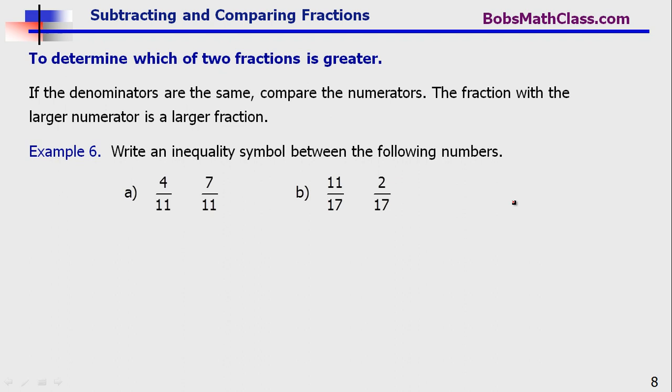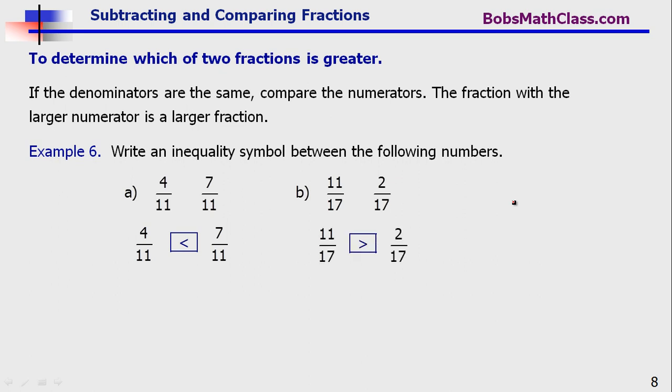So we're looking at part A first. Which is larger, 4 or 7? That's right, 7. So 7/11ths is larger than 4/11ths. You could say that 7 out of 11 people is greater than 4 out of 11 people. So it opens up to the 7/11ths. Okay, B, which one's larger? 11/17ths or 2/17ths? That's right, 11/17ths.